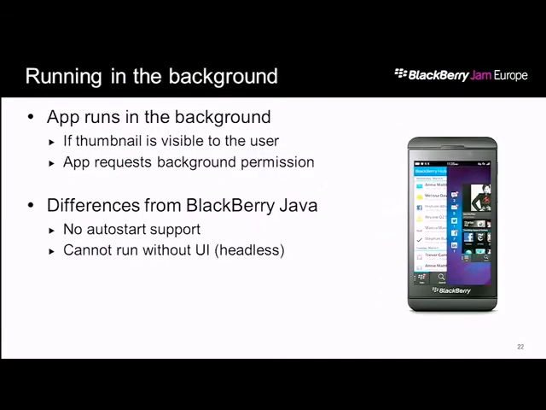Now, how does that differ from the days of Java? We have the capability on BlackBerry 10 right now to run in the background, but the application has to be visible to the user, so it's in one of the tiles. This differs from the way things were in Java, where we could auto-start applications. You could start an application when the system started and have it running without the UI, what we call headless support. That is coming on BlackBerry 10. It was announced that it's coming in the near future.